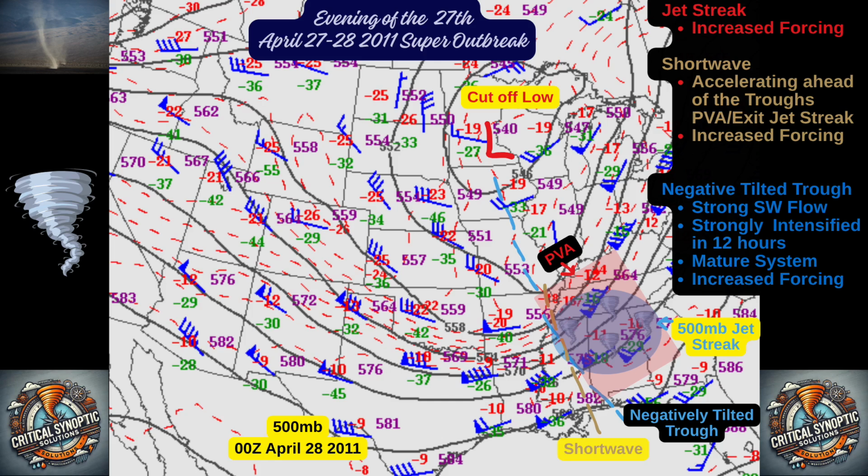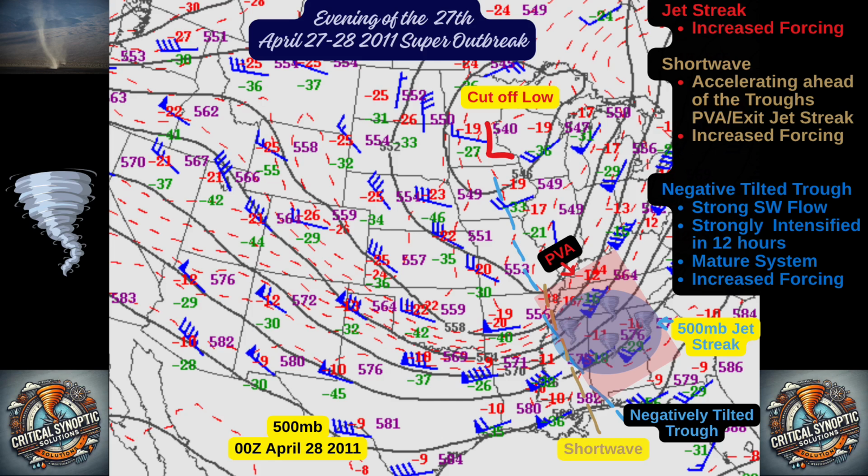The shortwave has also moved farther ahead of the trough, helping lift the atmosphere even more. The jet streak is now lined up in a way that provides even stronger support for storms. When you compare this map with the previous one, it's easy to see the atmosphere becoming more organized. That's one of the biggest reasons meteorologists compare maps over time instead of looking at just one snapshot.